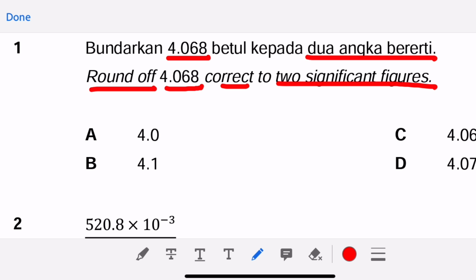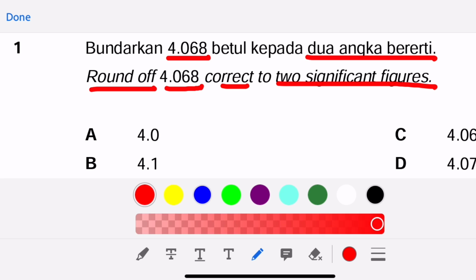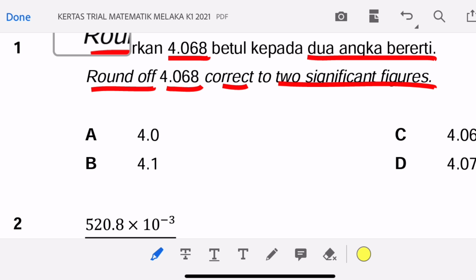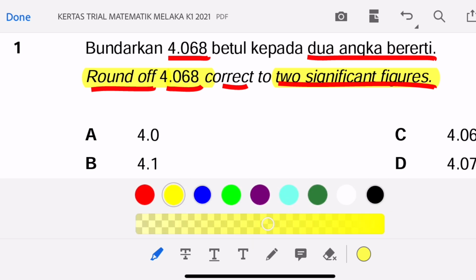Underline the keywords. What does it mean by keywords? The keywords are the words that can tell you what to do. So I'm going to highlight to you: round off is the keyword. 4.068, two significant figures. So now let's see how to do it.